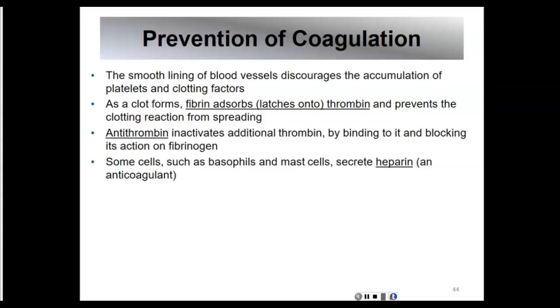The smooth lining of blood vessels will discourage the accumulation of platelets and clotting factors. But as clots form, fibrin absorbs or latches onto thrombin and prevents the clotting reaction from spreading. Antithrombin inactivates additional thrombin by binding to it and blocking its action on fibrinogen. Some cells, such as basophils and mast cells, will secrete heparin, which is an anticoagulant.